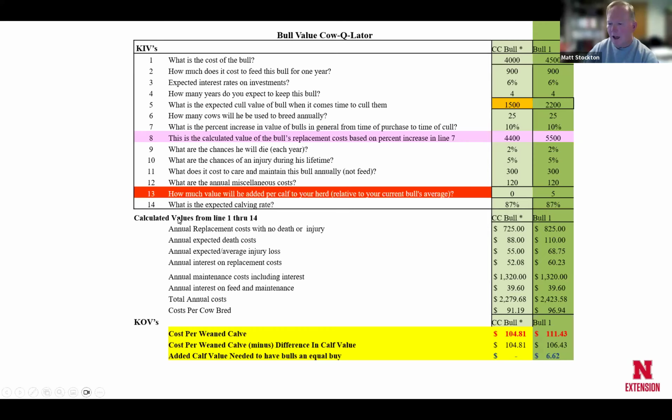Then the next lines where it says calculate values from lines 1 through 14. This is information that has come from information that you provided up here. Okay. And this first column, CC, stands for your current bulls. I'm going to show it to you in a minute. There's an index, and you've got indices mapping what all the colors mean. We just love colors. We just want to get all kinds of colors.